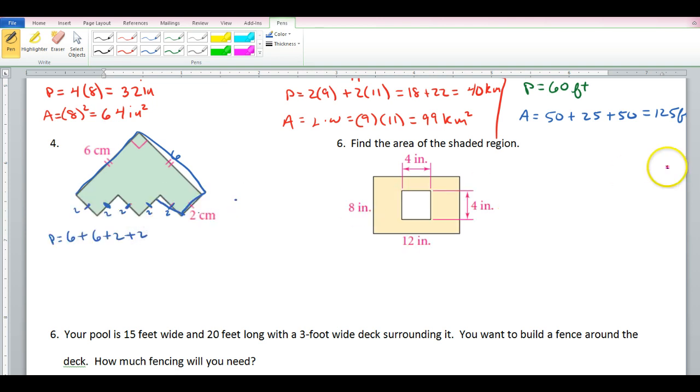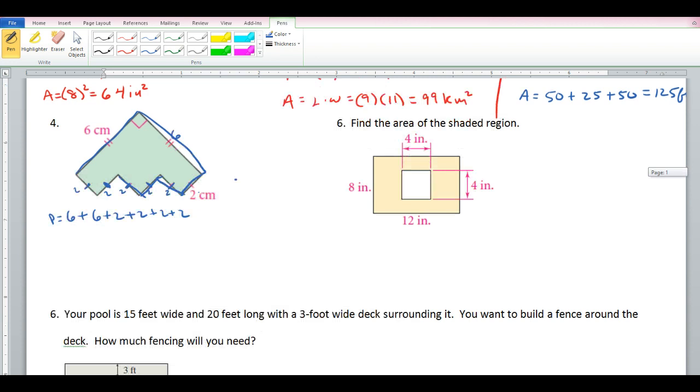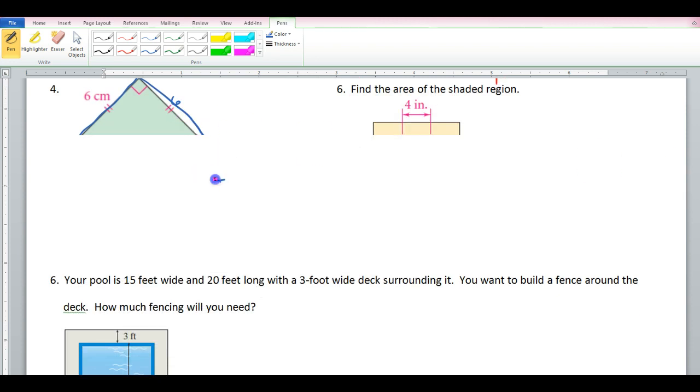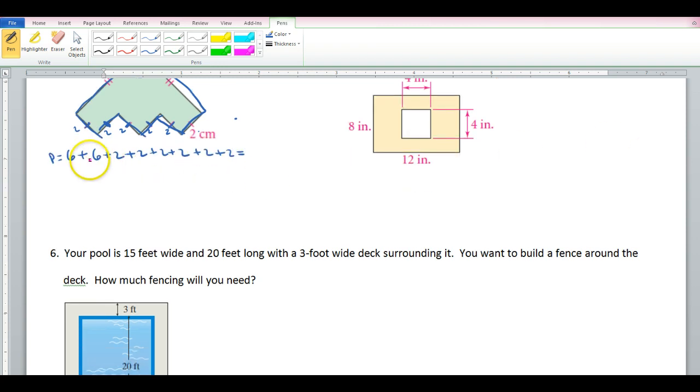plus another 2. We have this 2, this 2, and finally this last 2. So when you figure out this perimeter, you end up getting 12, 14, 16, 18, 22, 24. And that would be centimeters because it's perimeter.